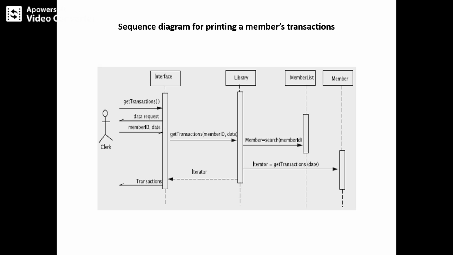So one thing we need to remember, there is no loop in a sequence diagram for printing member transactions. So this is sequentially represented, that is the sequence diagram for printing transactions, or generally the sequence diagram for member transactions.